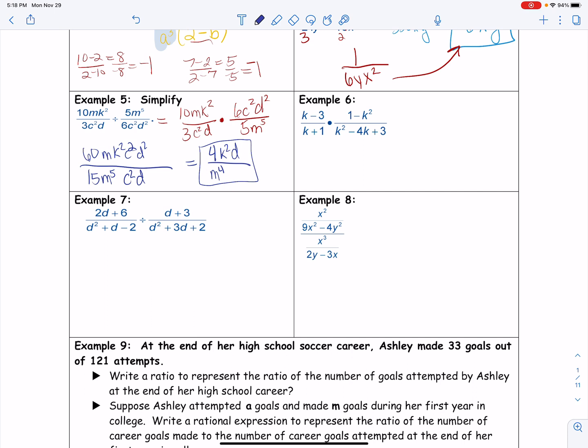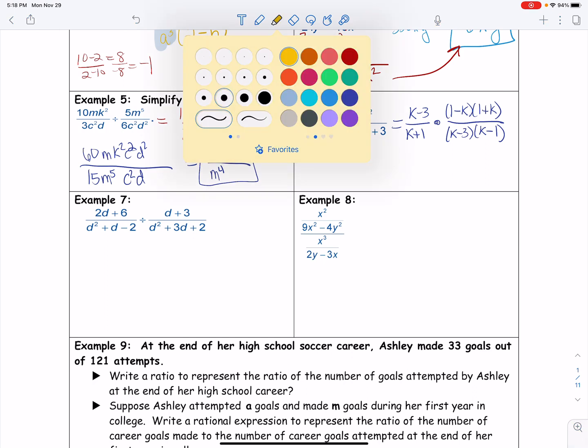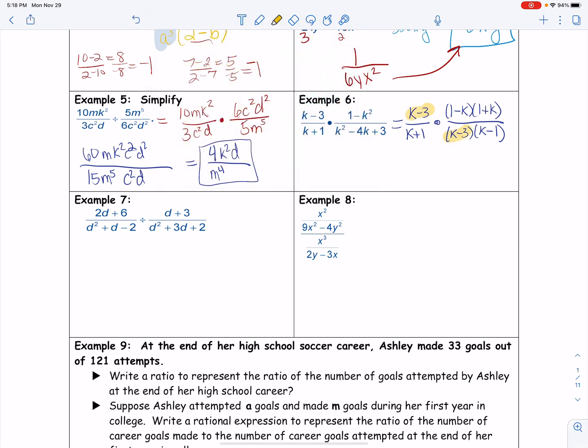Okay, on the next one, I would factor everything before I tried to cancel. So you have k minus 3 over k plus 1. And then this would be 1 minus k and 1 plus k. The 1 needs to go first because the k is the thing that's negative. And then on the bottom, you would have what? k minus 3 and k minus 1. Okay, so let's look at, I'm just going to use yellow. These are exactly the same. They cancel. Now, let's look at this.